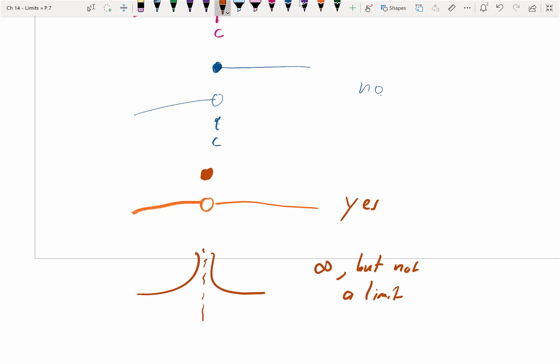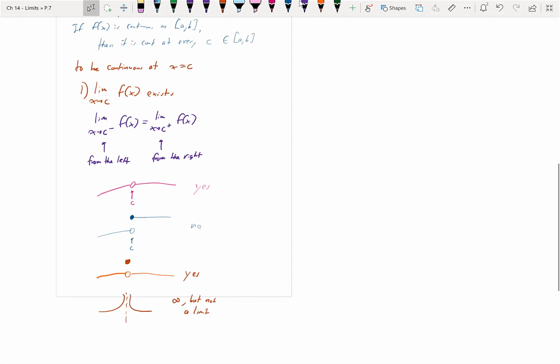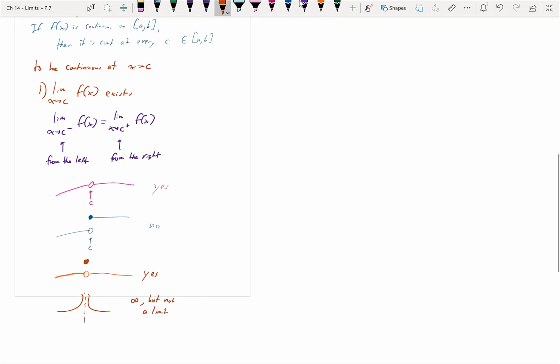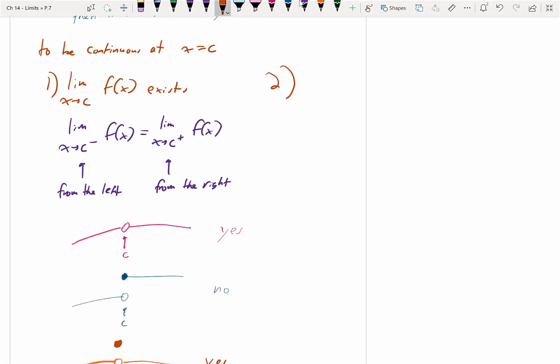So that's condition 1. And I gave you guys a lot of visual description there on what that looks like. Let's do condition 2. I'm going to do this right next to it so you can see this side by side. Condition 1 is that the limit as x approaches c of f of x exists. Or shorthand, the limit exists. Condition 2 is that f of c exists.